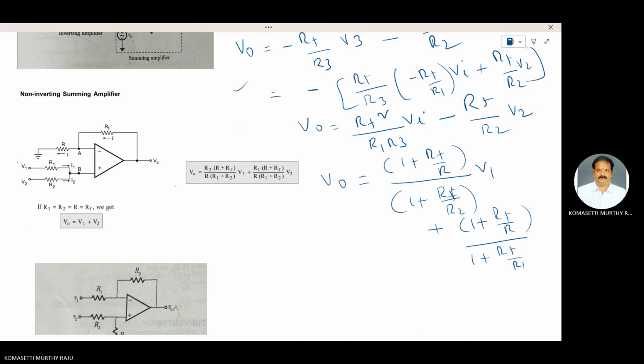This one is R1 plus R2 by R1. R1 cancel, 1 plus R2 by R1. Here RR cancel plus Rf by R. That means 1 plus Rf by R into V1. In the first case, R1 by R2. Second case, R1 is cancelled, that is R2 by R1 into V2.